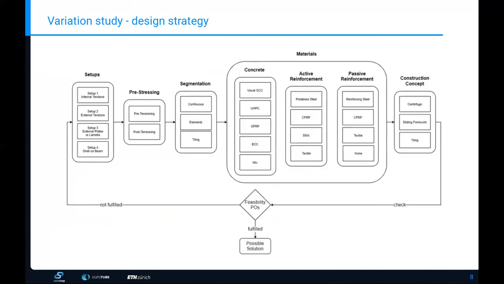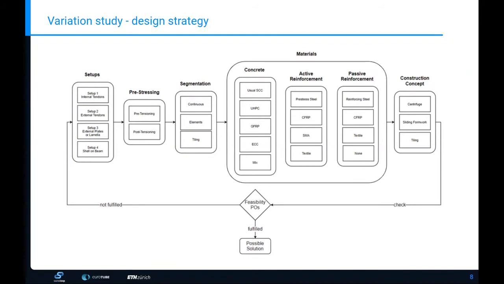So all these 5 subcategories led to this design strategy. You can see it here, this division: the setups, the pre-stressing, the segmentation, the materials, and the construction concept, just as we discussed before. And now in every subcategory, you can choose one of the options. If you choose one option from every subcategory, you have a so-called configuration.